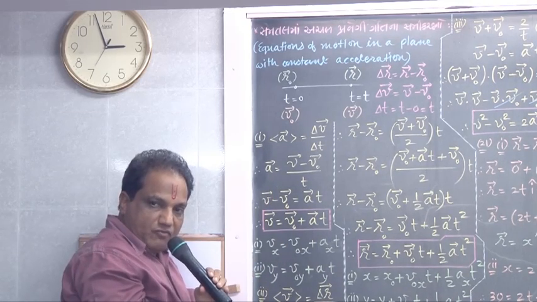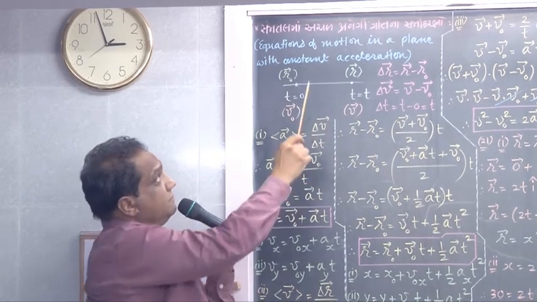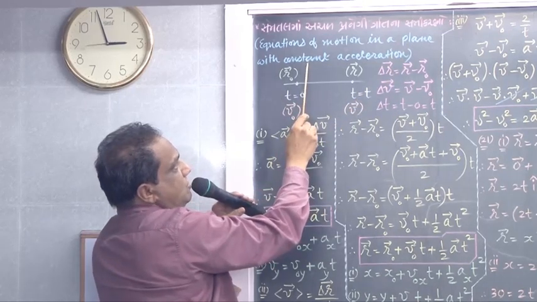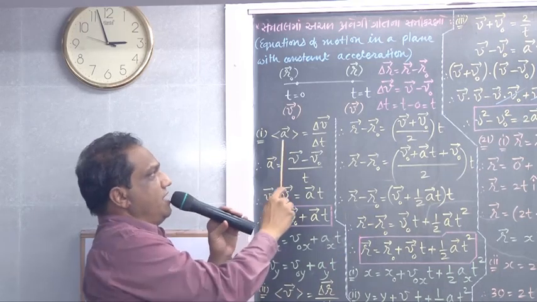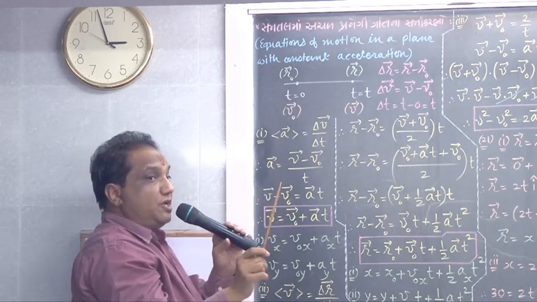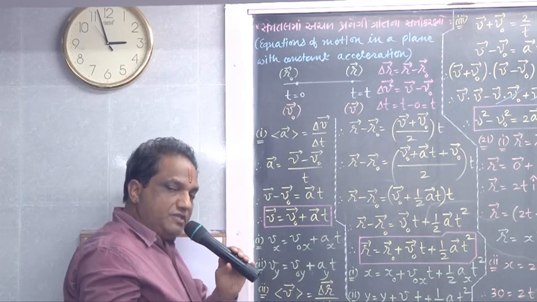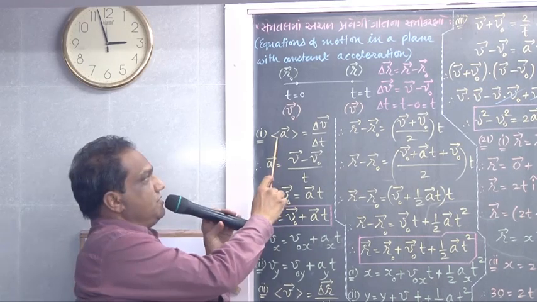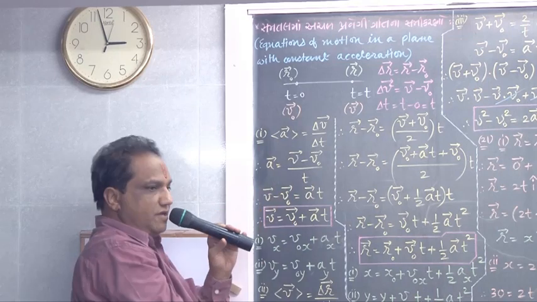Why are you not writing the average symbol? See the title: equations of motion in a plane with a constant acceleration. Whenever any value is constant, you need not take the average. Even if you take the average, that value will just equal the constant value. So you can discard this average sign and write only vector a.